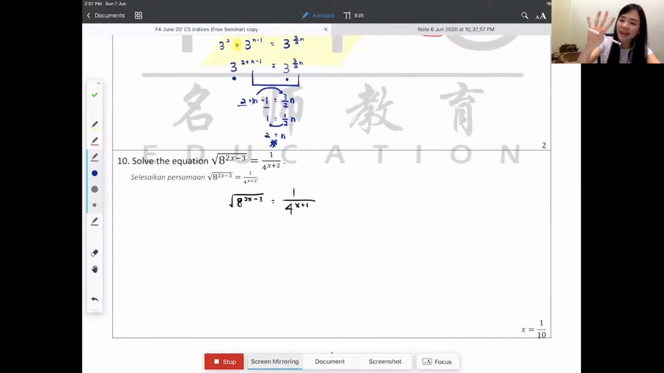Can anyone tell me 8 and 4? All of them can under what base? Thank you, Sabrina. 2, correct? 2 power 3 is 8. Put bracket, yeah? So everything I copy down.